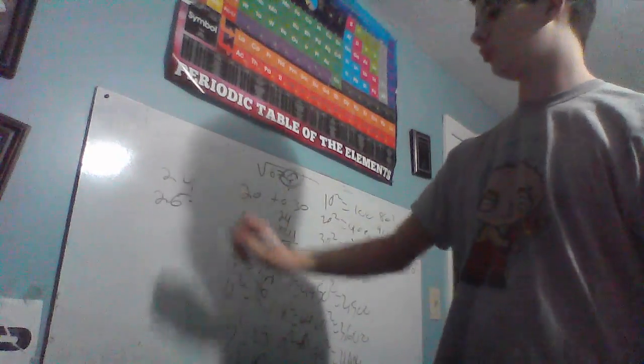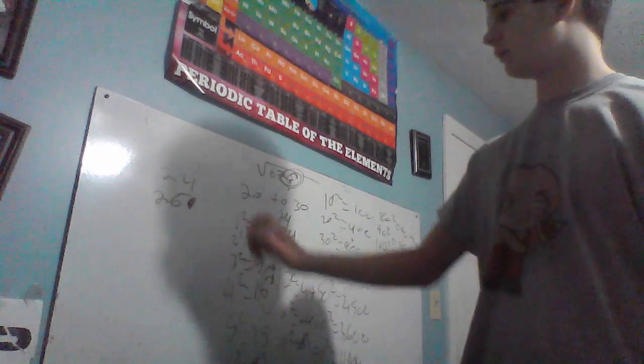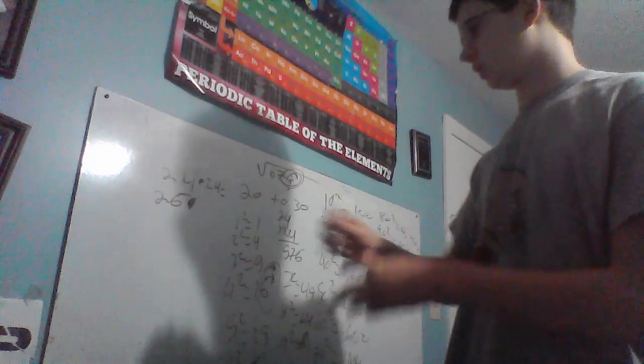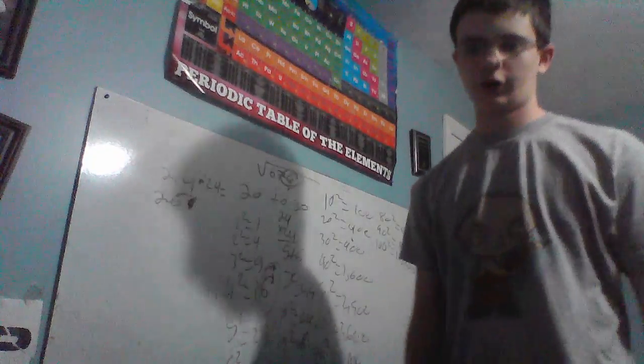So just do 26 times 26, and then you can do 24 times 24, and it turns out being 26 times 26. So, especially if you have paper, it's just a neat party trick. Later.